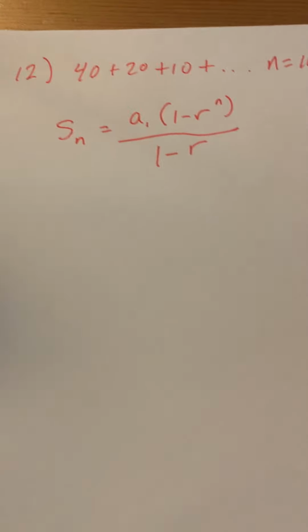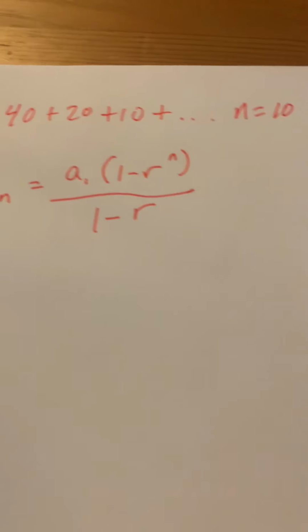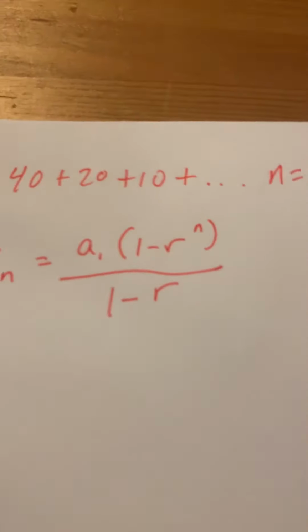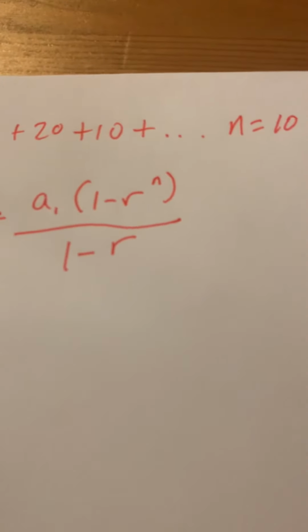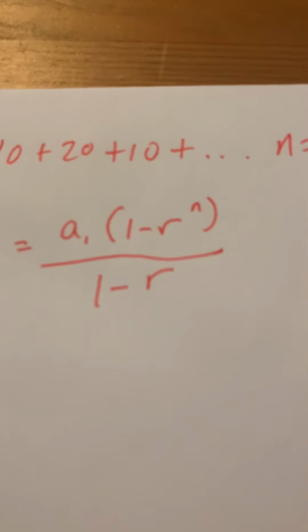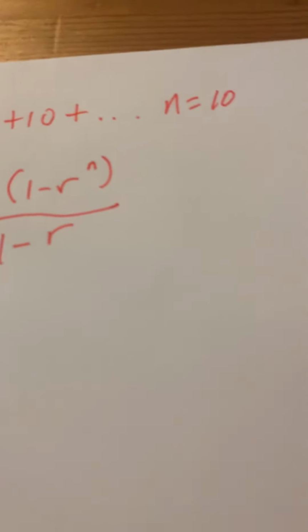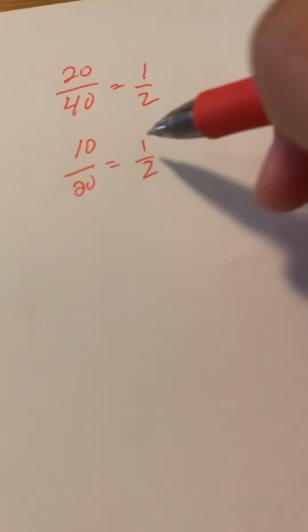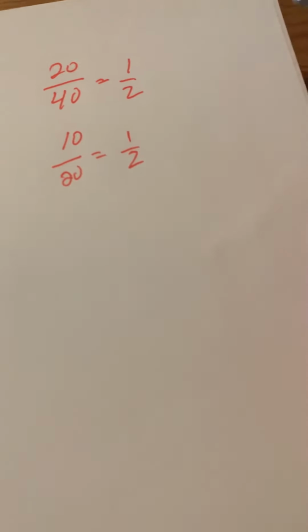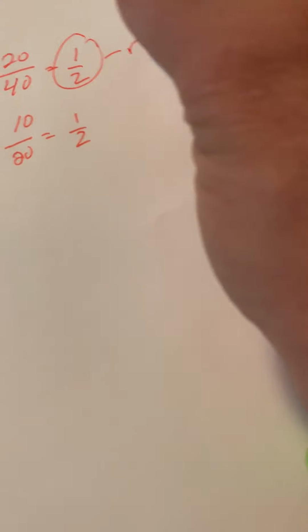In fact, if I take the second term, 20, and divide it by the first term, 40, I get 1/2. If I take the next term, 10, and divide it by the previous term, 20, I also get 1/2. So each number is getting multiplied by 1/2 to find the next number. And so this is my common ratio.